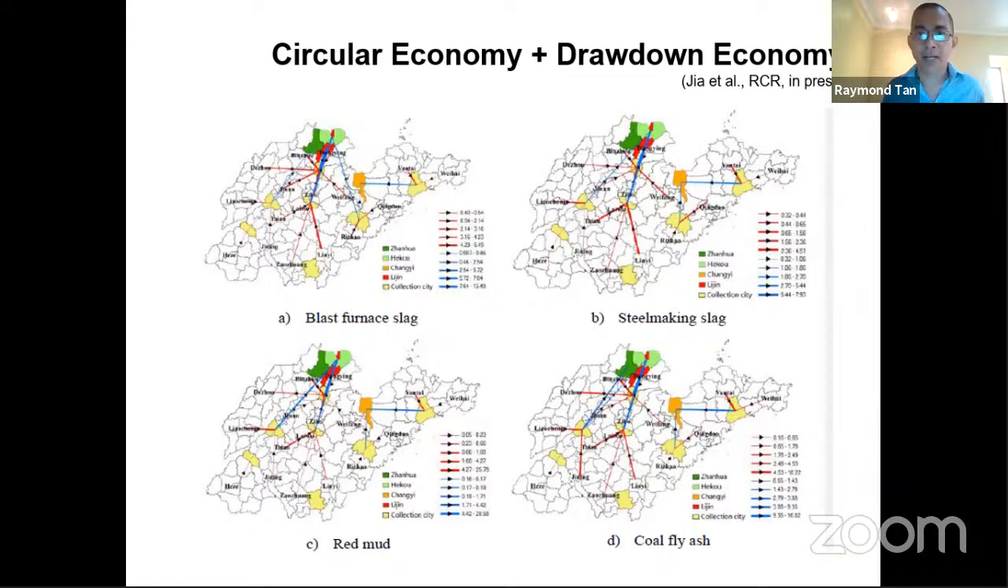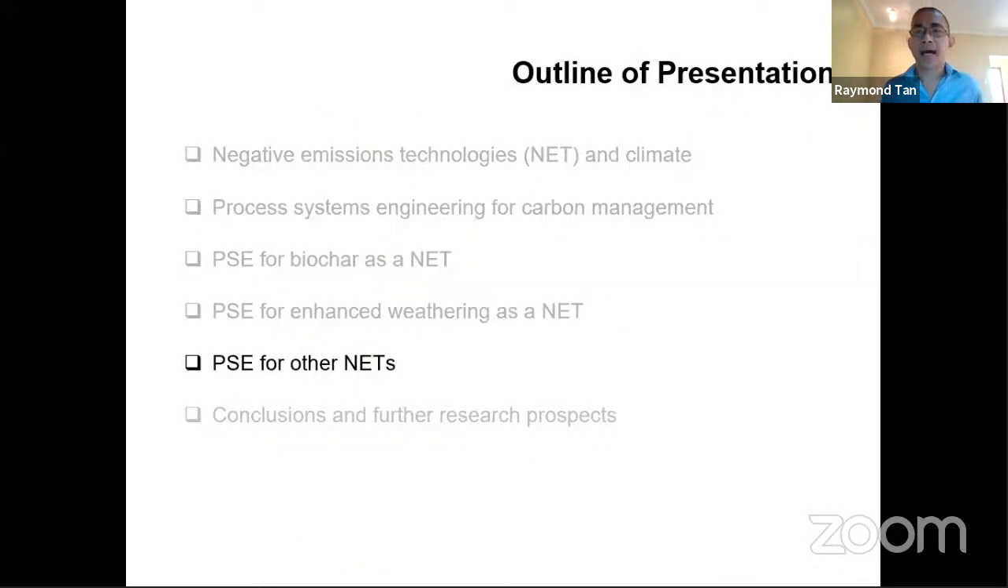Now, there is an emerging concept known as the Drawdown Economy, which is still nascent, still to be established. But the idea now is you can similarly have a business and economic framework for carbon dioxide removal. So we were the first to illustrate that you can actually combine those two concepts and put them in a model and manage both solid waste and greenhouse gas emission problems. Now, let me shift gears and talk about some of the other peripheral work that I've done.